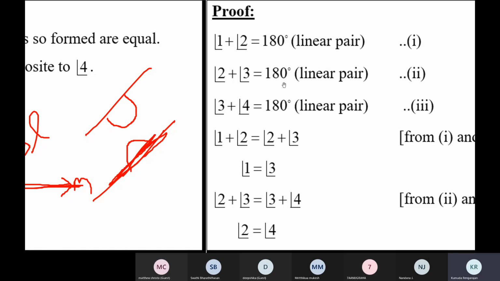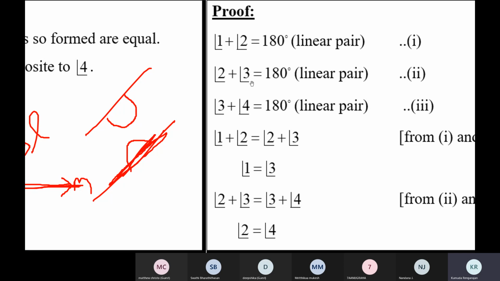Now I have written some 3 results: 1 plus 2 is 180, 2 plus 3 is 180, 3 plus 4 is 180. I've called these results 1, 2, and 3. Now from 1 and 2, 1 plus 2 is 180, 2 plus 3 is also 180. Now these are 2 equations, because you can see the equal to sign. So these are 2 equations in which their RHS is the same, 180, 180.